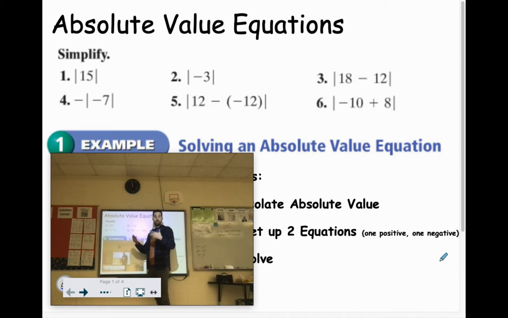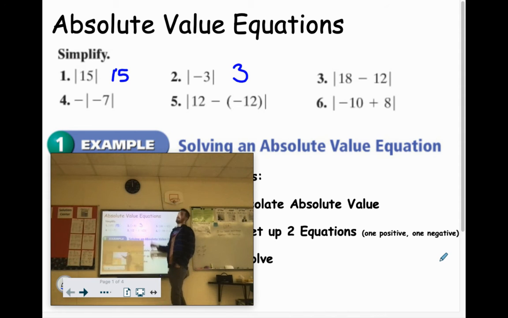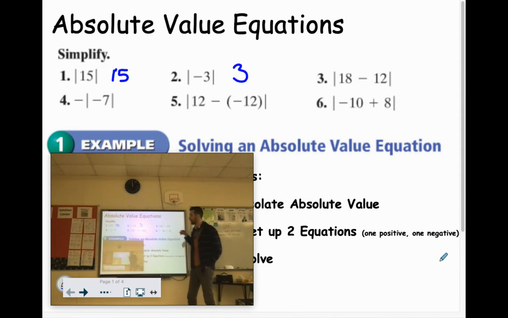Absolute value is a number's distance from zero, so it's always positive, right? Because if you're at 5, that's 5 away from zero. If you're at -5 on a number line, that's still 5 away from zero. So here we have the absolute value of 15. 15 is 15 away from zero, so the absolute value would be 15. The absolute value of -3 is just +3. It's 3 away from zero.